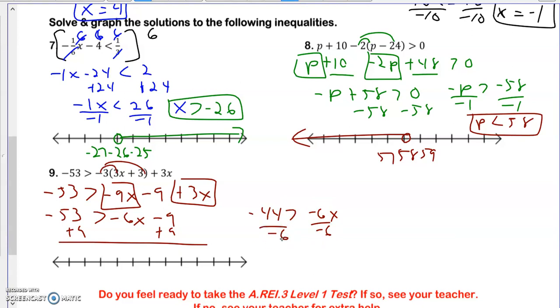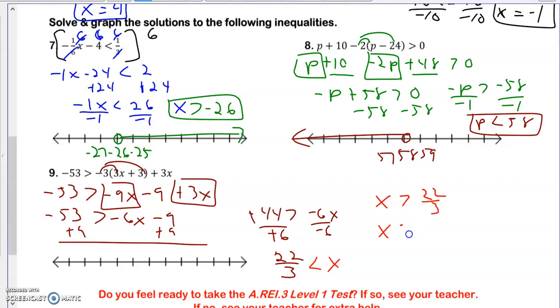Again, I'm dividing by negative 6, so that means I have to switch the inequality sign. I'm going to reduce because I know two negatives make a positive. I can divide 44 and 6 by 2, so I get 22 over 3. And I'm going to switch the inequality sign. But in order to graph, you always have to have the variable on the left side. So it has to be x is greater than 22 over 3.